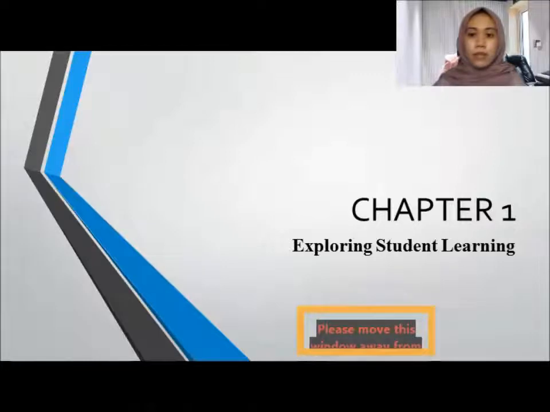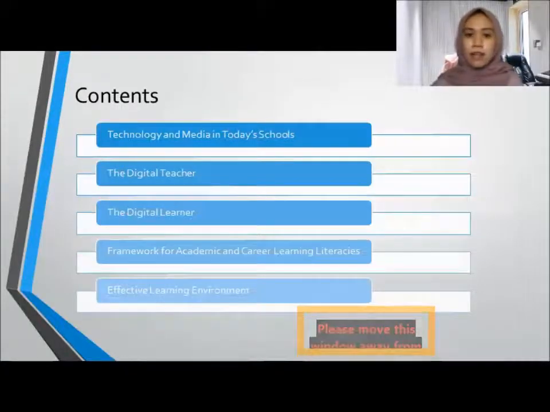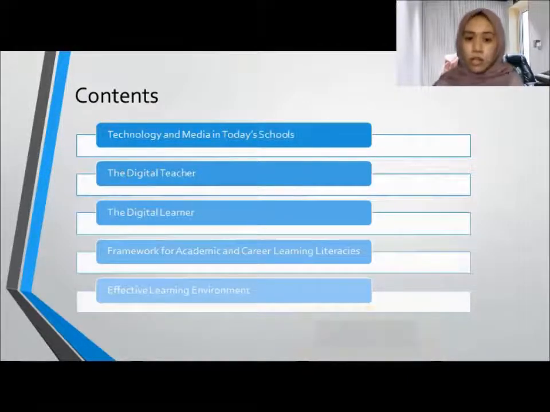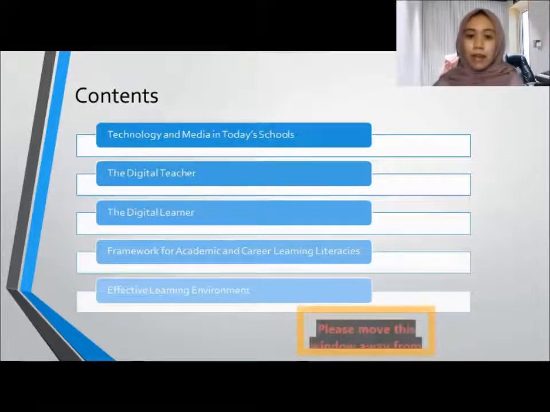Today I will present chapter 1 and chapter 2 of Instructional Technology and Media for Learning by Sharon Smaldino. In chapter 2, Sharon explores student learning. There are 5 parts in this chapter. First is technology and media in today's school, and then the digital teacher, the digital learner, a framework for academic and career learning literacies, and the last part is effective learning environment.